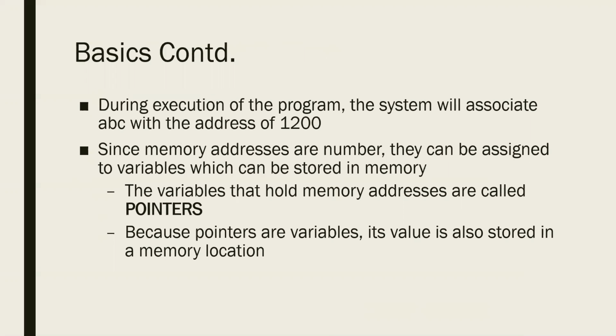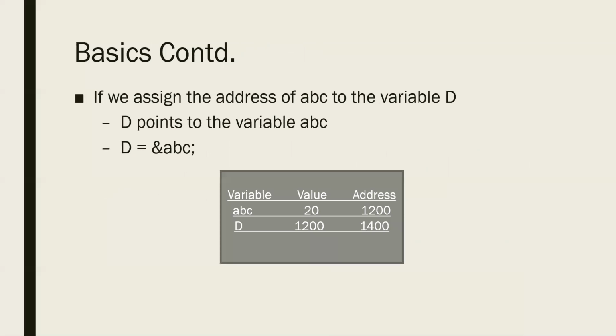Since memory addresses are numbered, they can be assigned to variables, which can be stored in memory. The variables that hold memory addresses are called pointers. Because pointers are variables, their values are also stored in a memory location. Now, if we assign the address of ABC to the variable D, D would point to the variable ABC.